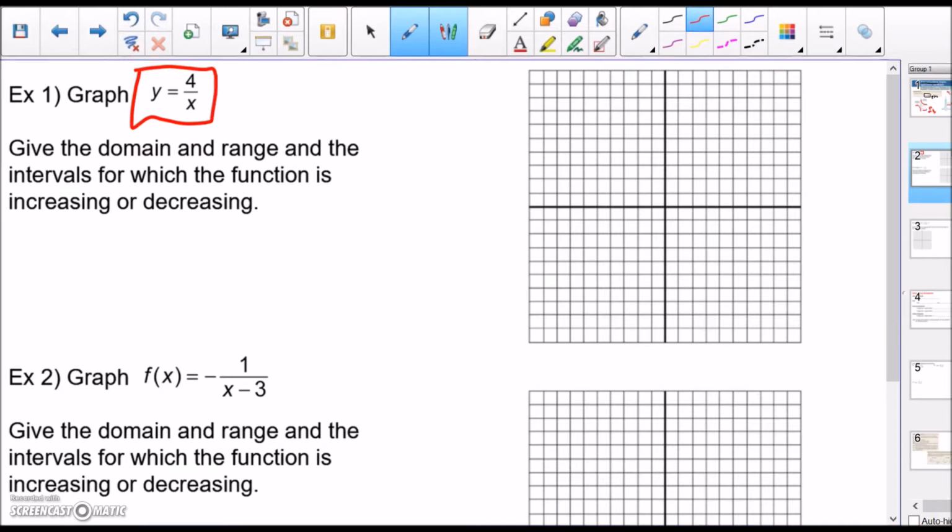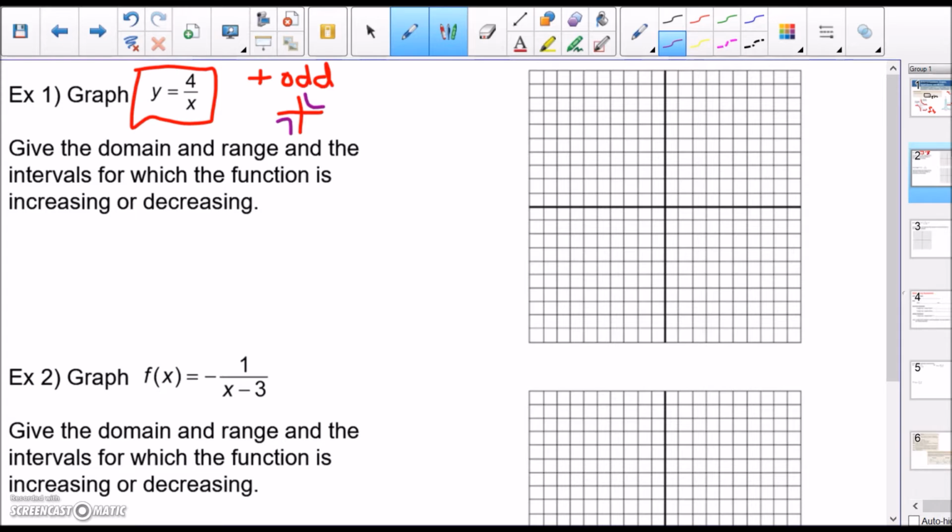Example 1, y equals 4 over x. I can see that as a positive odd function. X to the first power is odd. And so I immediately would know that it's lower on the left and higher on the right. That's what a positive odd is going to look like. Okay, it's increasing. And so I pretty much know what it's going to look like.